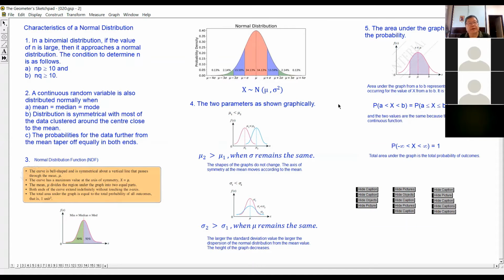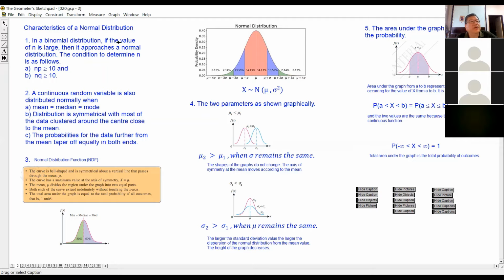Okay, right. So if you have no questions, no doubts about anything, then I'm going to explain to you one by one the characteristics of a normal distribution. No question? Okay, first one.